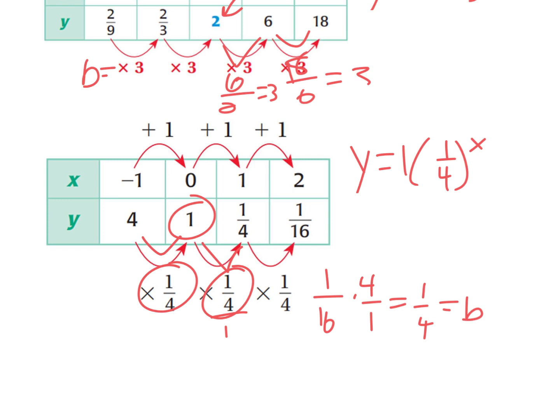That's the same thing. All right, you want your a value, which is the y value when x is 0, and your b value, which is what you're multiplying by to get each next y value. Take a y value, divide by the one before it, and you'll have what that b value is.